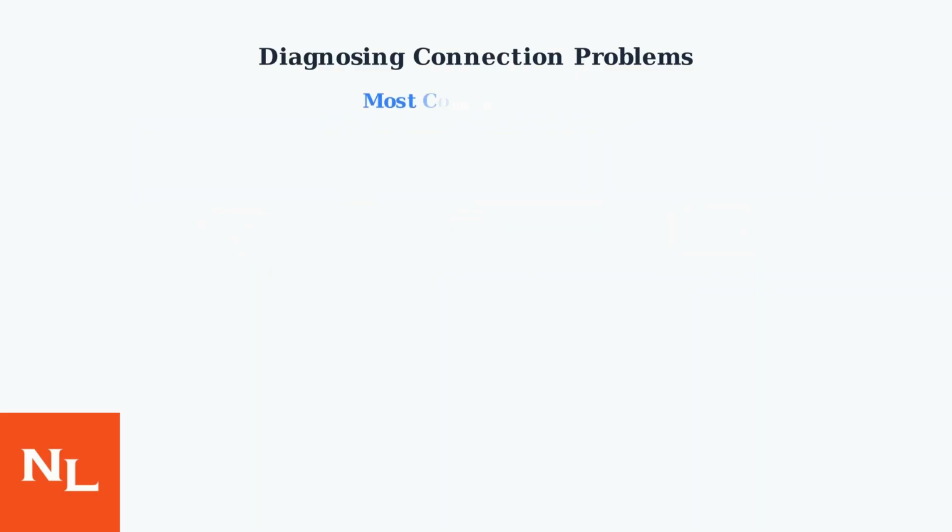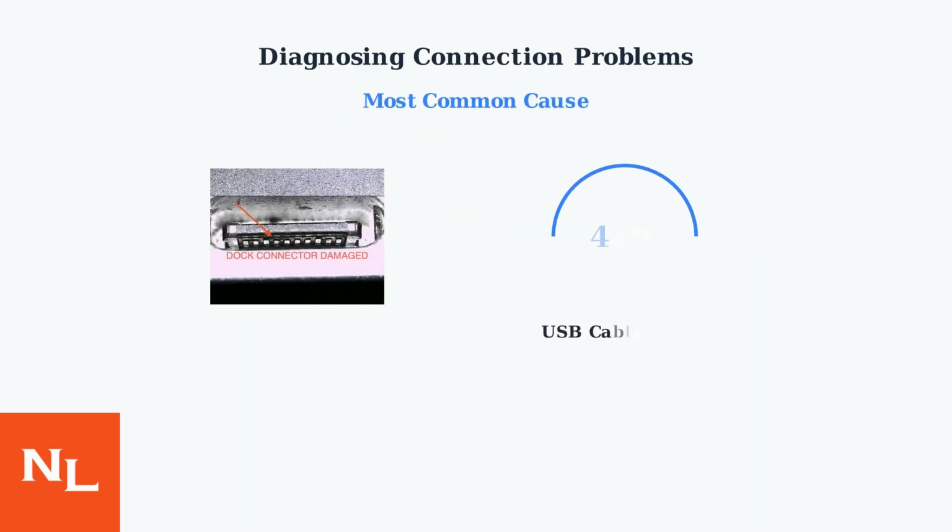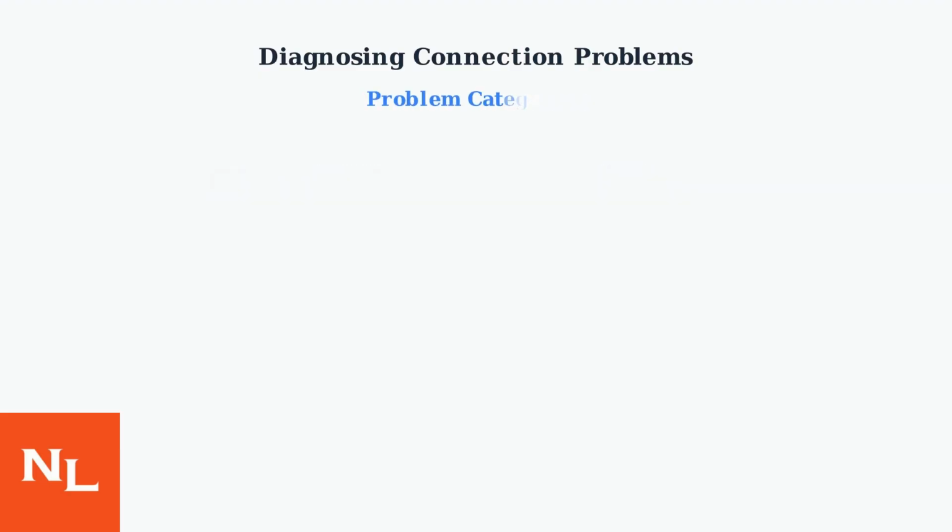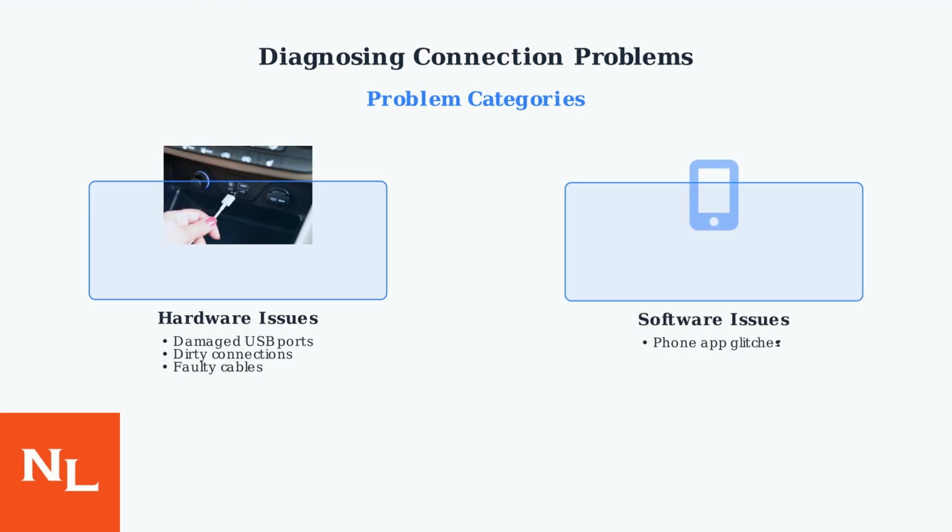Now here's the most important diagnostic insight. USB cable problems account for about 40% of all connection issues. This makes the cable your first suspect in most troubleshooting scenarios. Beyond cable issues, there are two other main problem areas to consider: hardware problems with the car's USB ports and software glitches, either on your phone or in the car's infotainment system.